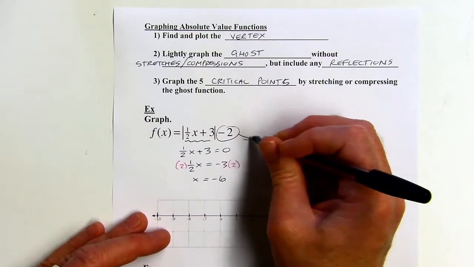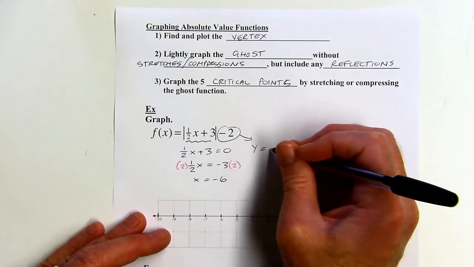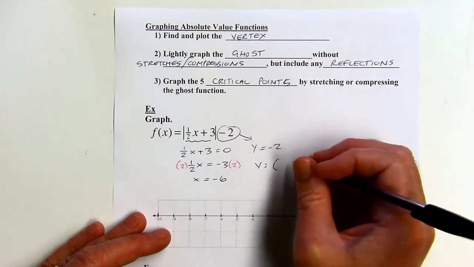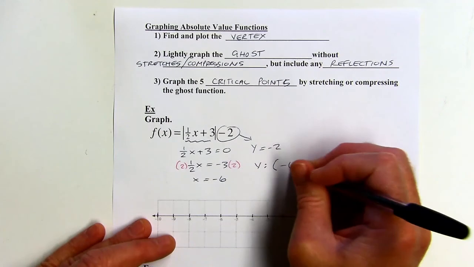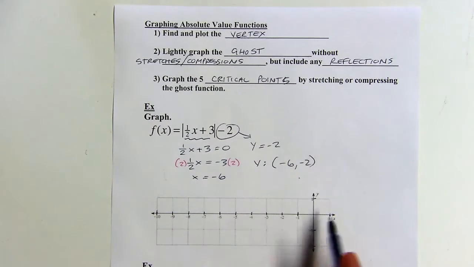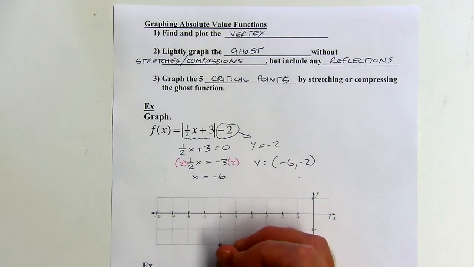Your y coordinate is whatever is added or subtracted to the end. So my vertex then is going to be the point -6, -2. Okay, so once I get that, I'm going to plot that on my graph, -6, -2, there it is.